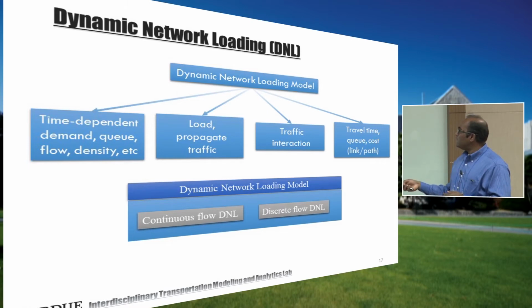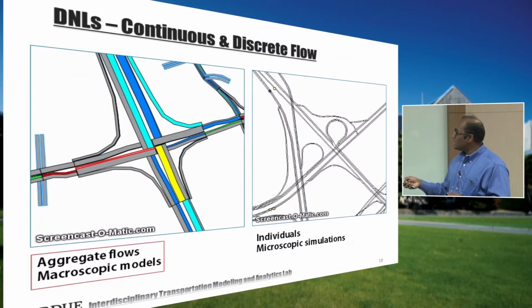Broadly speaking, there are two different types of modeling frameworks for this. One is a macroscopic model, which models not each vehicle on the link, but which models a link as a whole and a bunch of flow on this link, right?